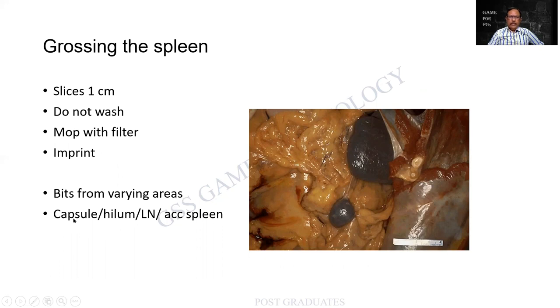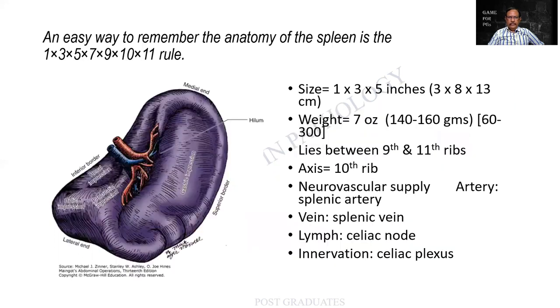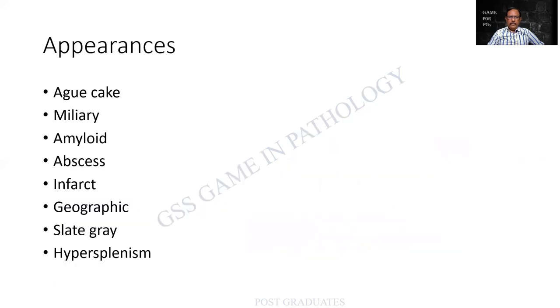Also anatomically from the capsule, the hilum, lymph nodes and accessory spleen. This is a picture of a couple of accessory spleens that could be seen. An easy way to remember, I had shown you, go by it. And there is a purplish hue that is present. Pathology and appearances go hand in hand.